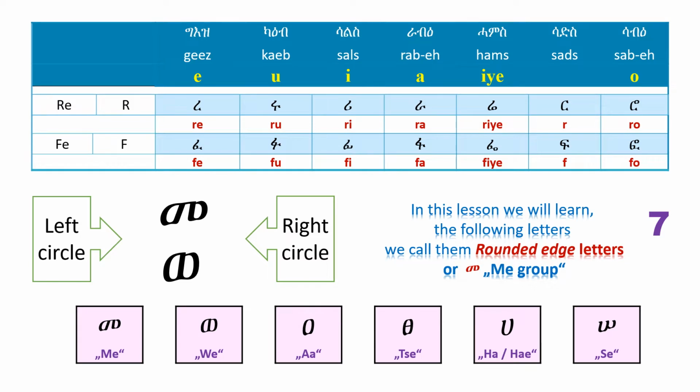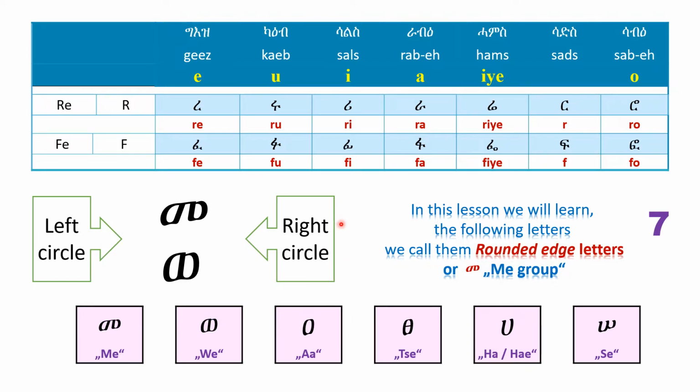In Lesson 6, we have learned the two letters Re and Fe. Re, Fe. Re, Ru, Ri, Ra, Re, R, Ro. Fe, Fu, Fi, Fa, Fie, F, Fo.